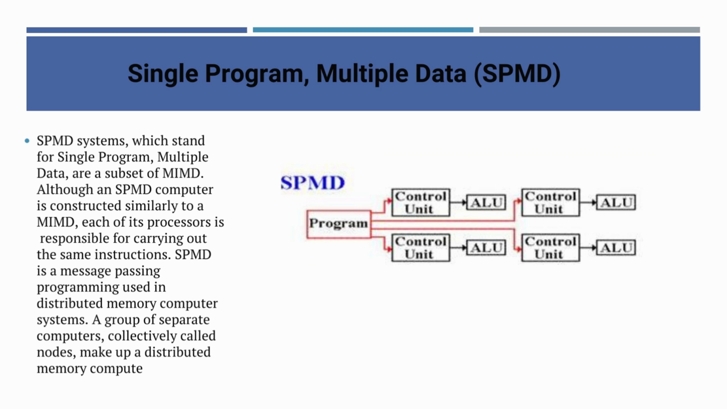SPMD is a message passing programming model used in distributed memory computer systems. A group of separate computers, collectively called nodes, make up a distributed memory computer. The following block diagram shows the working of SPMD.